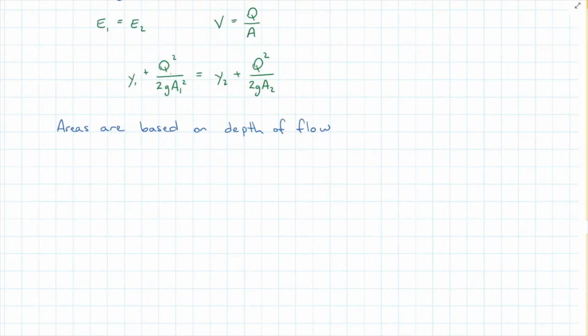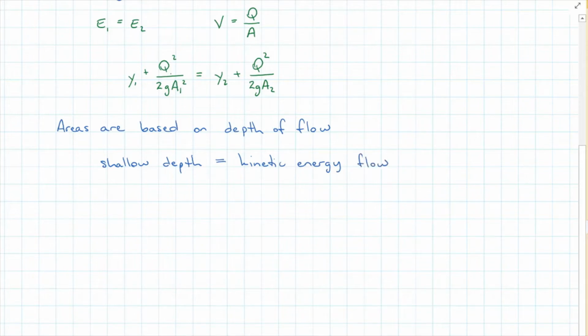The areas are based on depth of flow. So if we have a shallow depth and a small area, that means that we are going to have more kinetic energy driving our system. A deeper depth is going to be a potential energy flow.